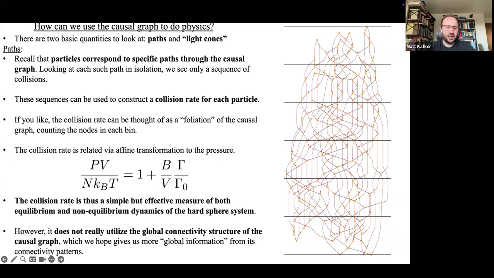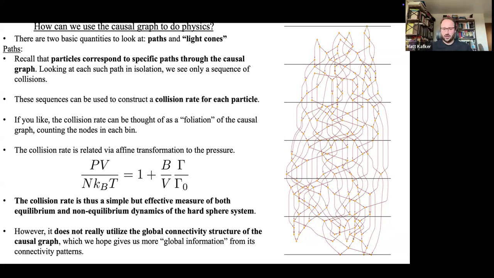One advantage that the collision rate has is that it can be used as a measure of both equilibrium physics, by calculating the pressure, but also non-equilibrium physics of the system, because you can calculate at equilibrium at a certain density, and then you can calculate the collision rate if you whack the system in some way, you perturb it in some way, and then you can see that it will do something until it eventually settles down to equilibrium or does not. And that's the kind of study that we're going to do here. So the collision rate is going to be our way of doing both equilibrium and non-equilibrium physics using the causal graph.